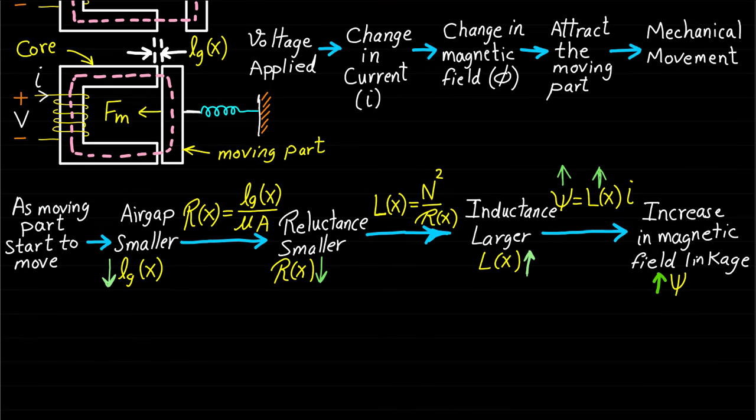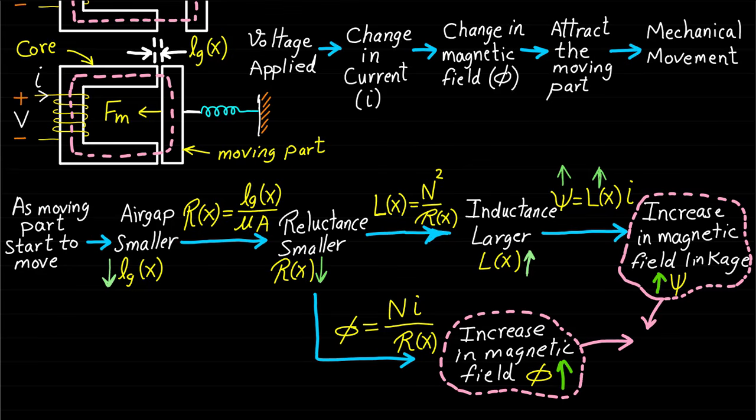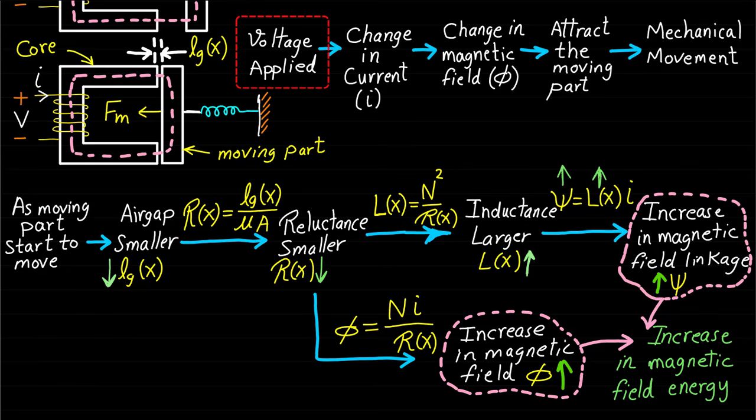Also, we can say the following. As the reluctance becomes smaller, the magnetic field phi becomes larger. This increase or rate change in magnetic field phi or magnetic field linkage psi is nothing but an increase in the magnetic field stored energy. To summarize the process, we can say that when we applied the electrical input voltage V, we got mechanical movement and an increase in the magnetic field stored energy.